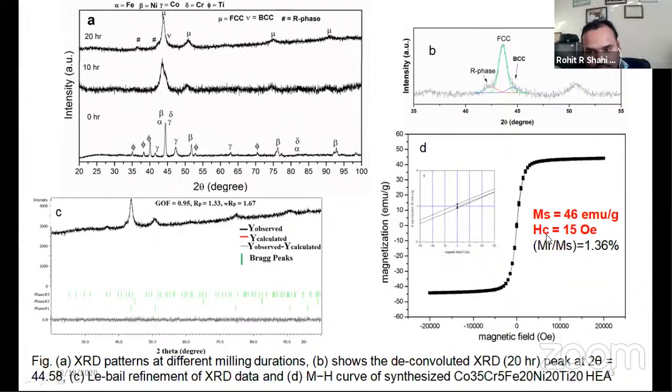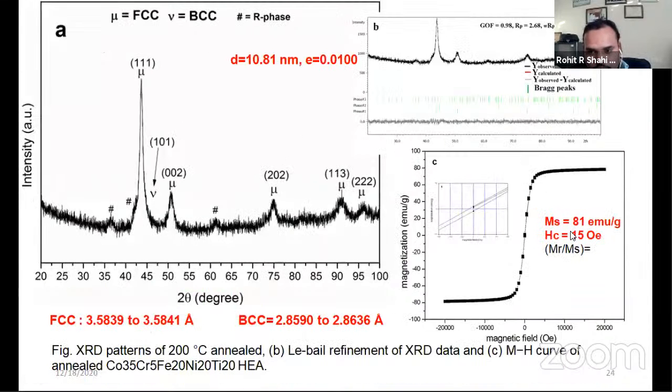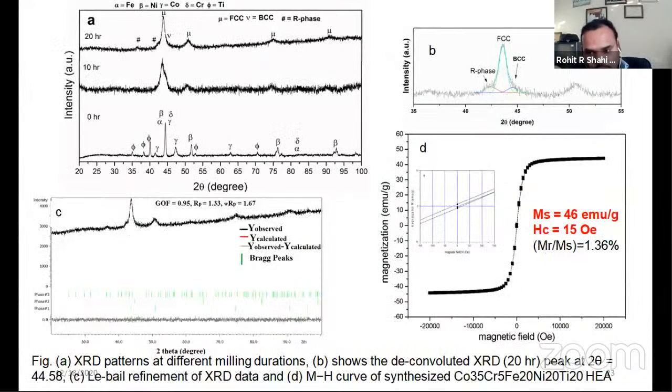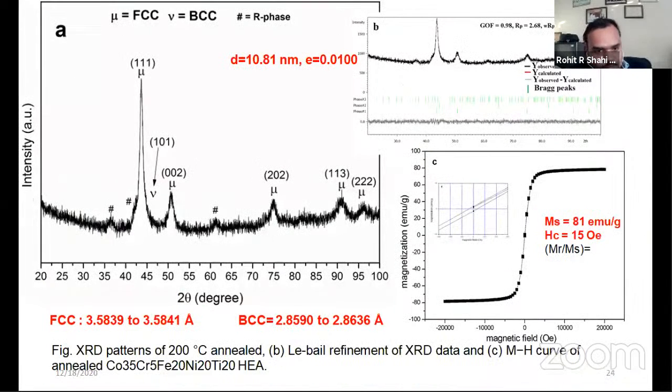So we can consider this material approximately as a soft magnetic material, because a value less than 12 is soft magnetic, and this one approaches that. We can say this can be used as a soft magnetic material with some proper tuning. And the Ms of this material is around 46 EMU per gram.